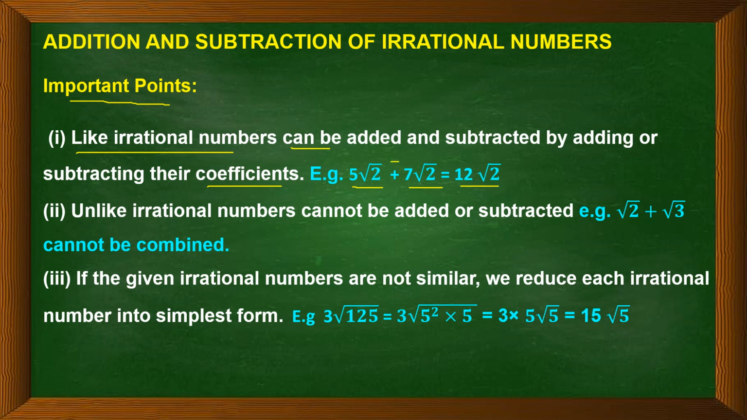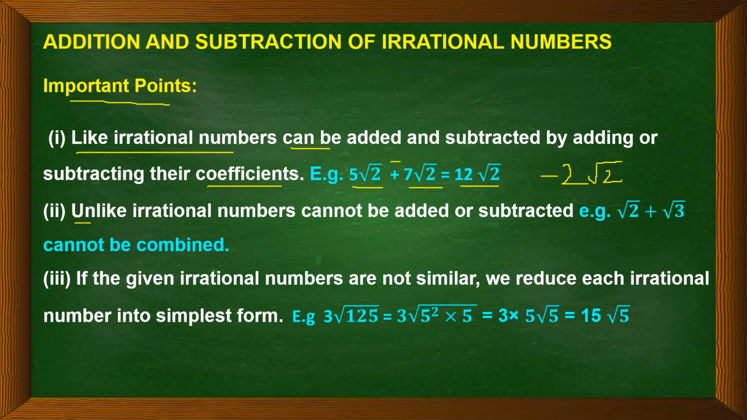Likewise, if it is 5 root 2 minus 7 root 2, we can just subtract the coefficients. 5 minus 7 is minus 2, right? And the common irrational factor is root 2, which will come as it is. So the answer would be minus 2 root 2. So we can say that like irrational numbers can be added or subtracted by just adding or subtracting their coefficients.